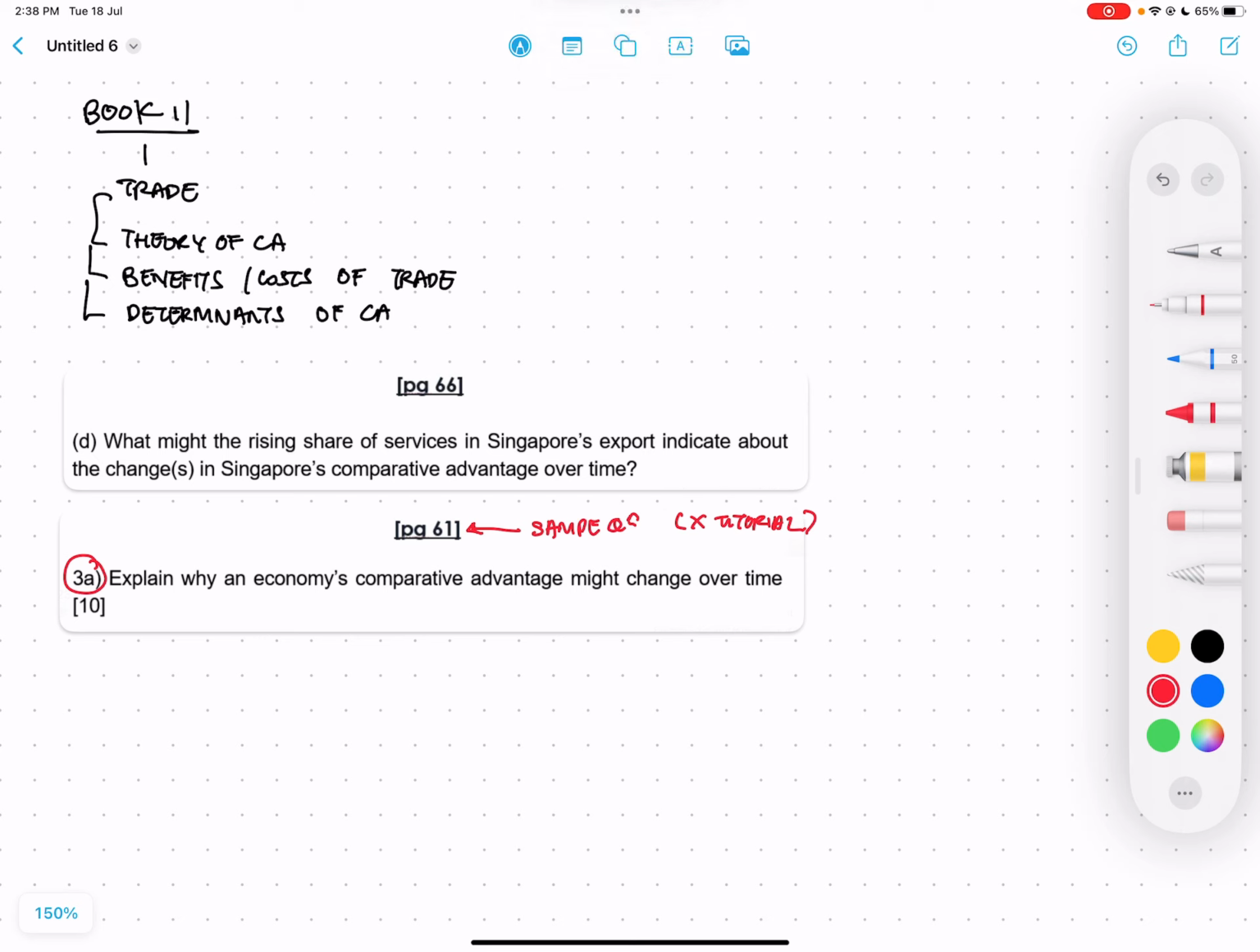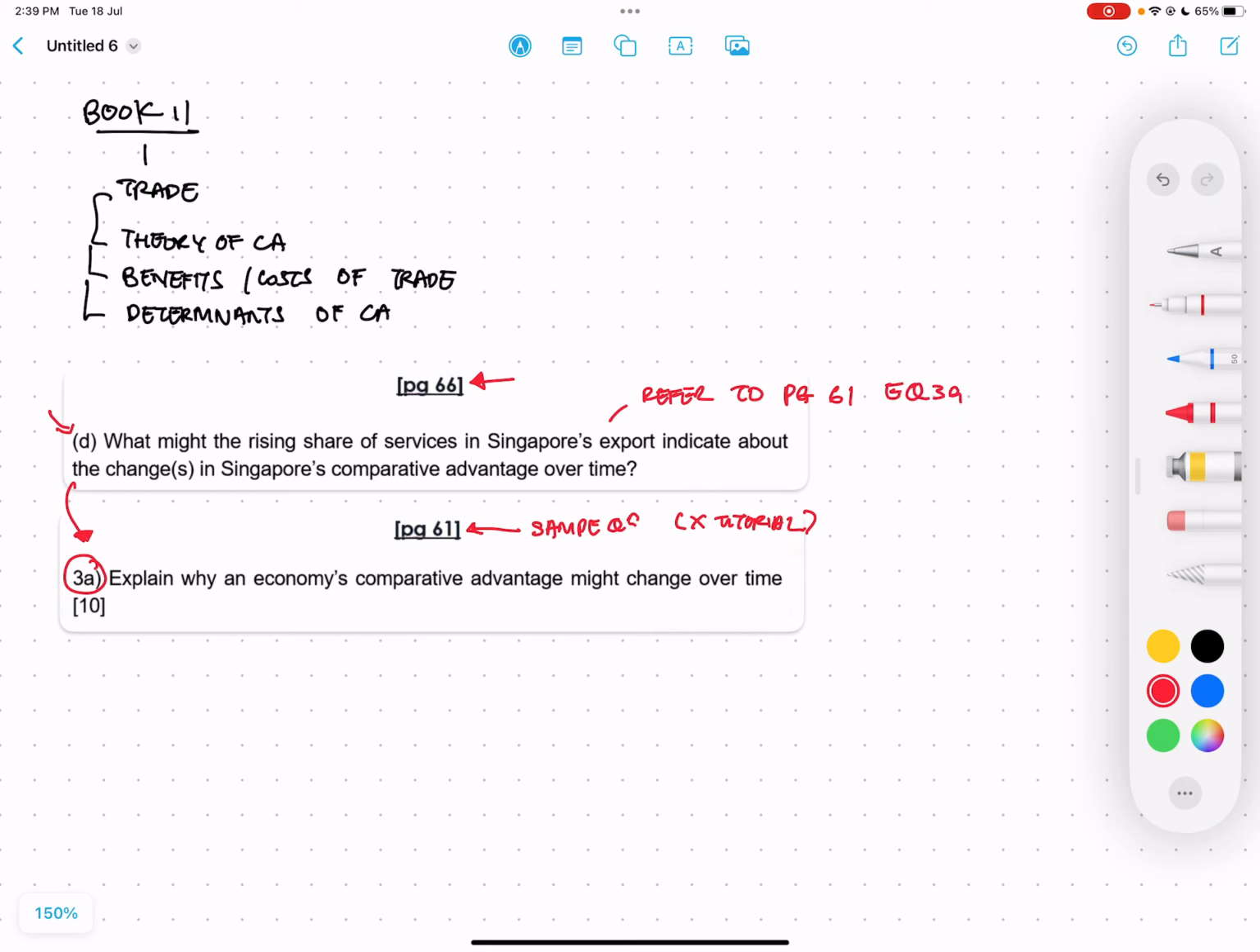But in the tutorial, right, if you look at page 66, this is the question D. This tutorial question draws upon the content that I want to cover on page 61. So put it very simply, if you know how to do this, then the answer for page 66 will be just refer to page 61 essay question 3A.